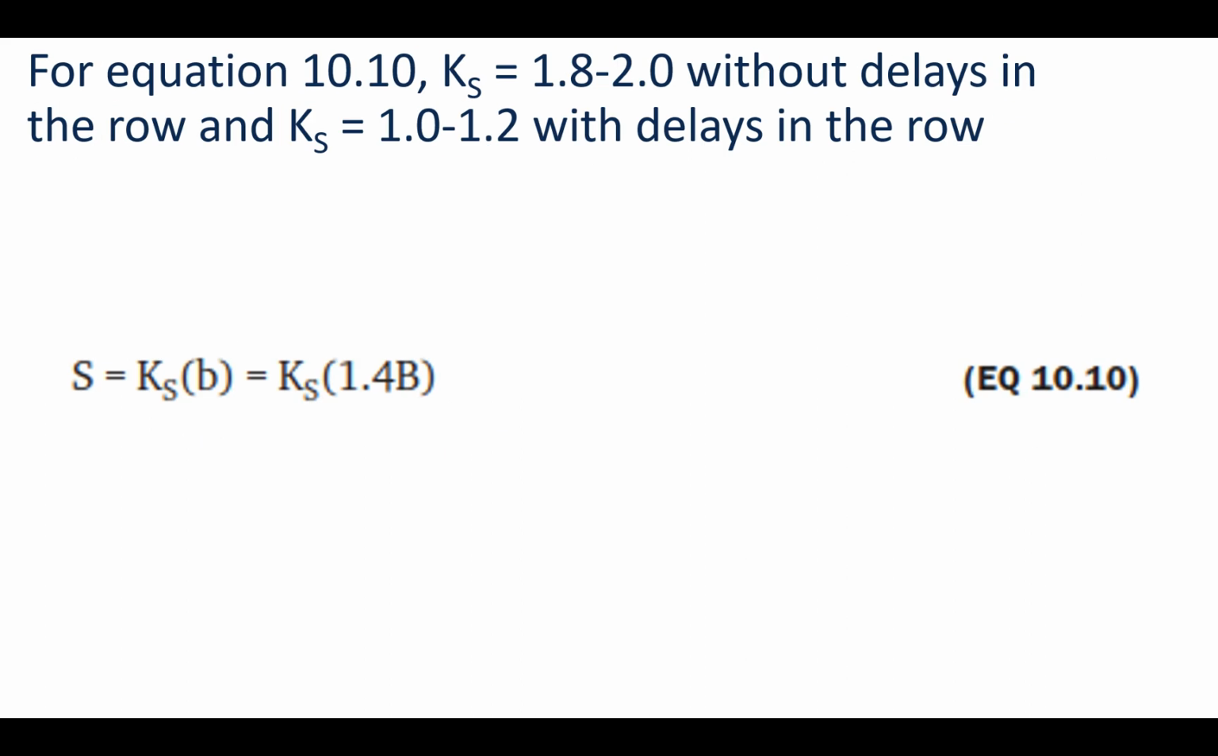For equation 10.10, values of K sub S can be 1.8 to 2 if you don't have delays in the row, and 1 to 1.2 if there are delays in the row. So here we have the spacing is K sub S times little b, which also equals K sub S times 1.4 times the burden.